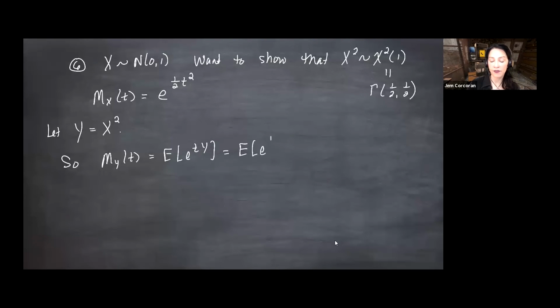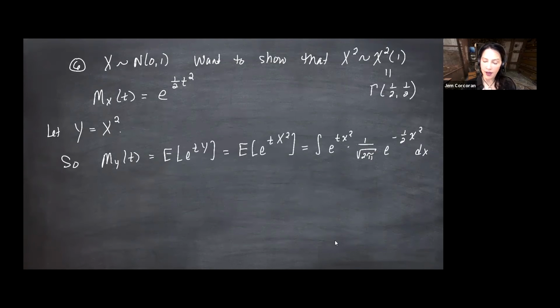So this is the expected value of e to the t x squared. And this is a function of x. So I'm going to put it with a lowercase x in front of the PDF for x, which is 1 over the square root of 2 pi e to the minus 1/2 x squared dx. And x for the normal goes everywhere from minus infinity up to infinity.